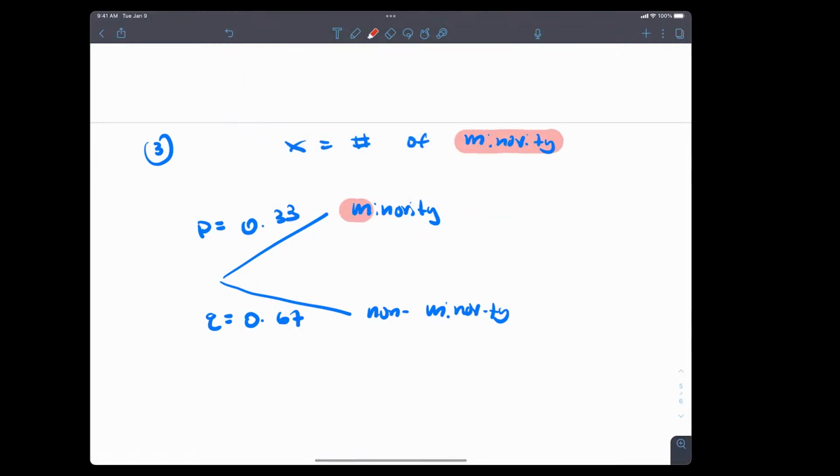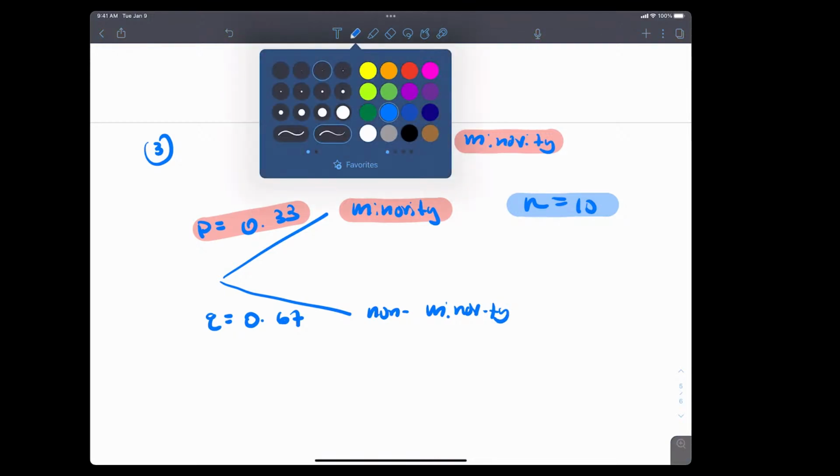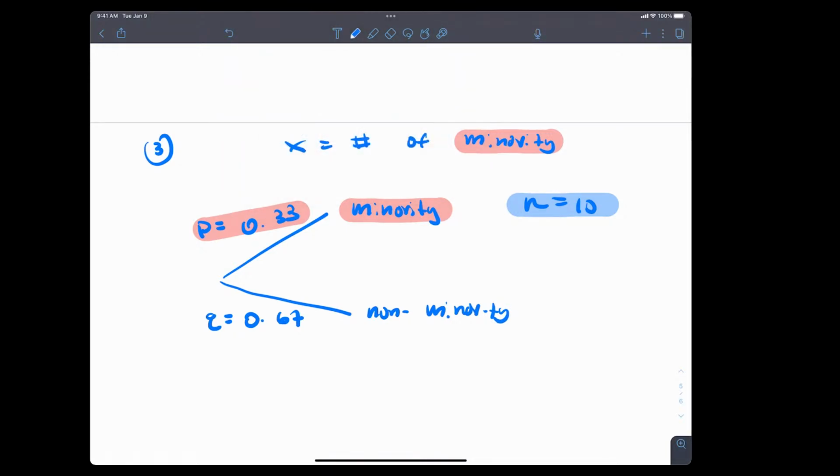Count that as a success. That means little p is 0.33. So what did they say again about the number of students? They're going to select 10 students, so N is 10. So remember, for binomial, we need N. We need the values of X. And what did they say? We have N is 10. Being the minority is a success, so little p is 0.33.